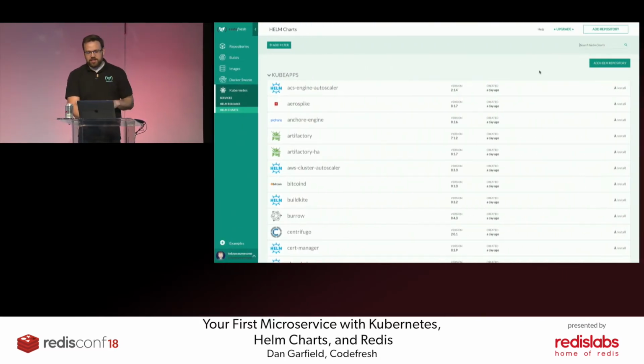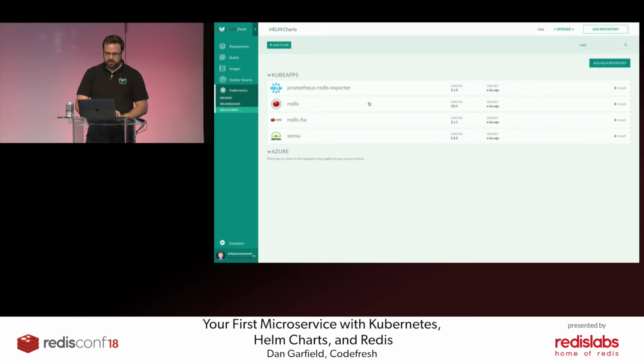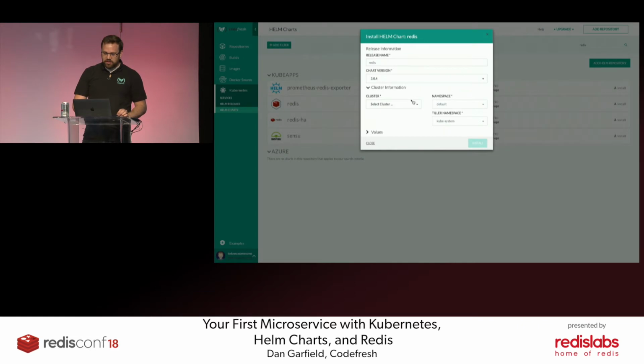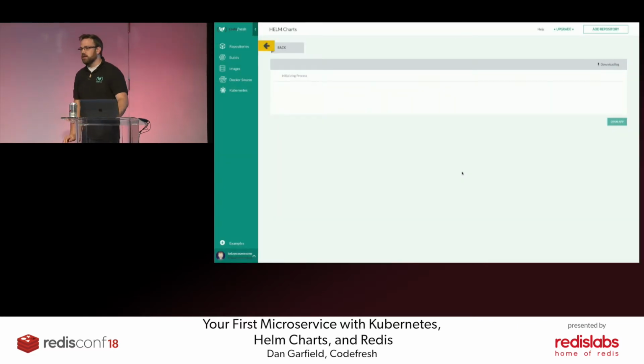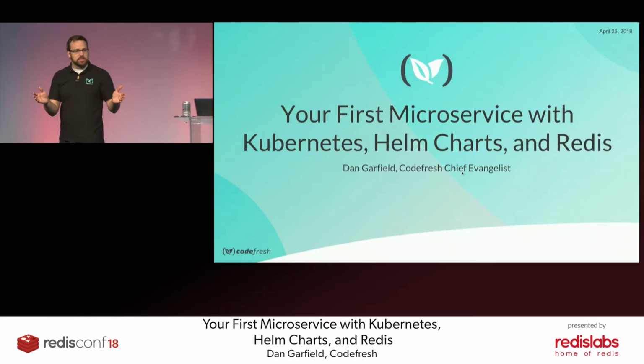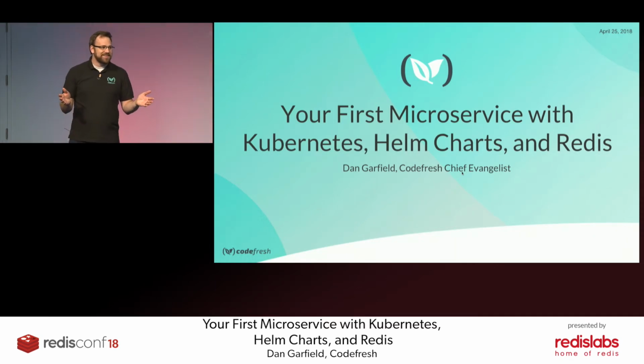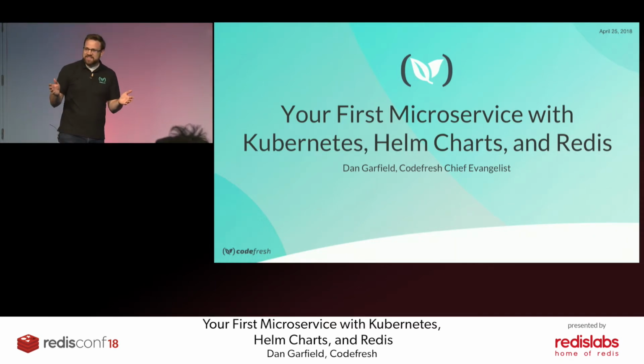I've got here a dashboard where I have a number of different Helm packages. And one of them is a Redis package. I also have the option of using the high availability version. And I can click Install and select a cluster that I want this to go to and a namespace, and I can click Install. OK, so that's it. We're done. Any questions? So this is the promise.